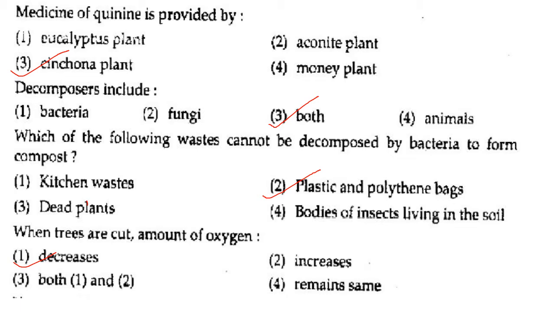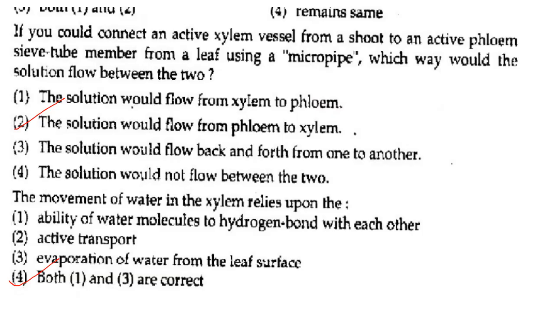Next one. When trees are cut, amount of oxygen. Option 1, decreases. 2, increases. 3, both 1 and 2. 4, remains the same. Answer is option 1, decreases.